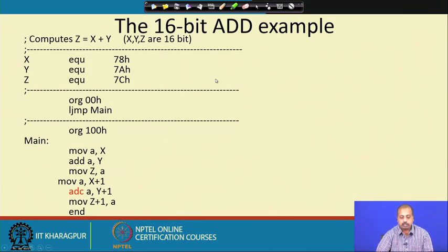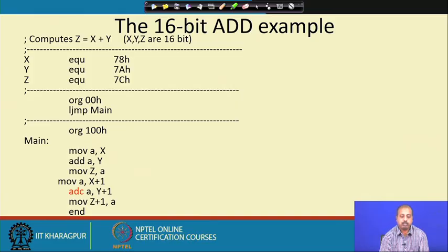Next we look into a slightly more complex version, where x, y, z are 16-bit numbers. Instead of being 8-bit numbers, they are 16-bit numbers, but 8051 will do 8-bit addition only. So, we have to be careful that from one stage to the next stage, the carry has to be propagated.